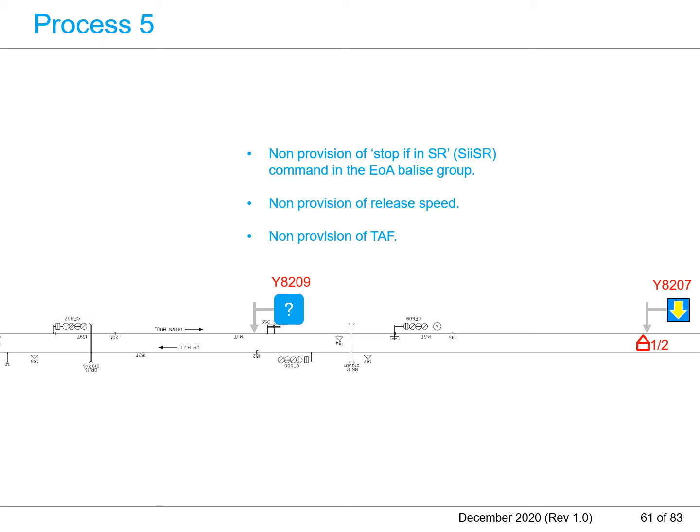Y8209. The EOA balice group at this location does not have stop if in SR command, because the probability of being unable to stop in SR mode beyond the EOA before another train on the plane line is low. The release speed is not required, because there is no planned stopping position in close proximity to Y8209. TARV acknowledgement area is not required by the REAMET.